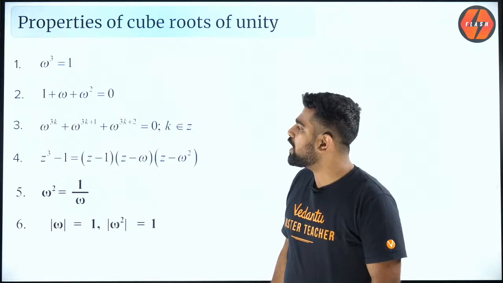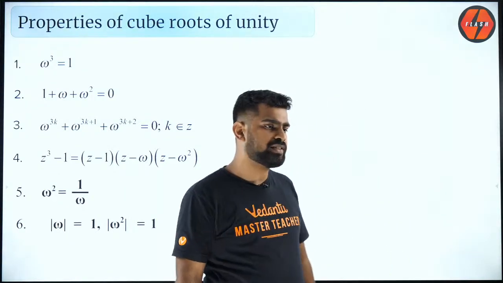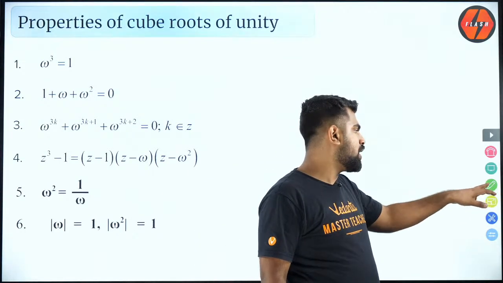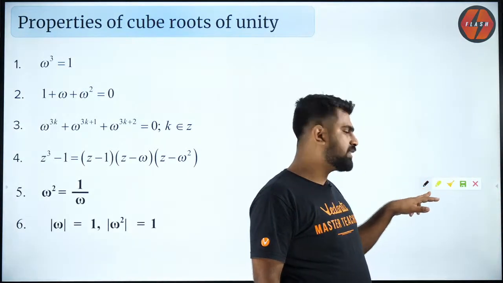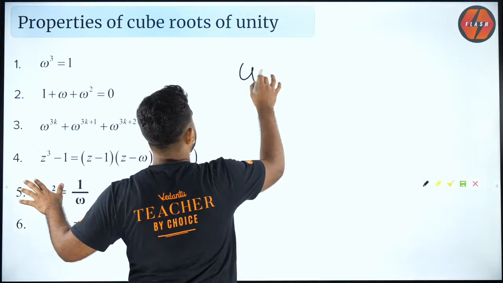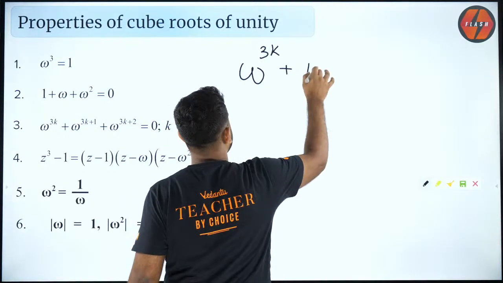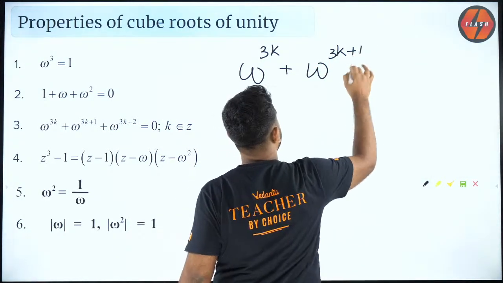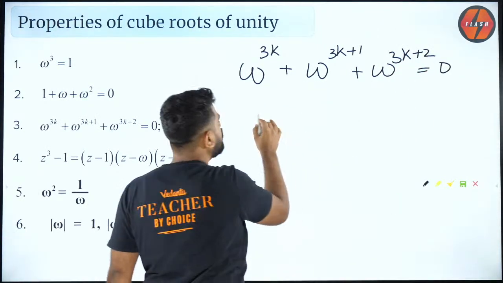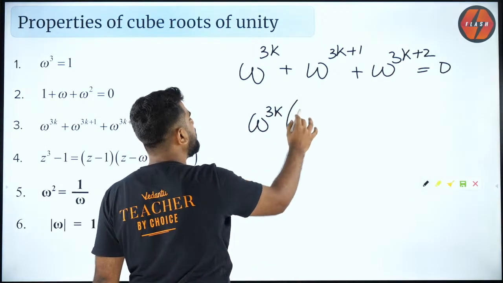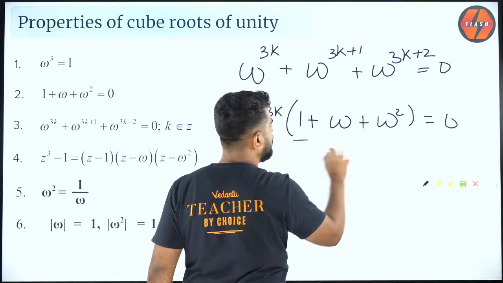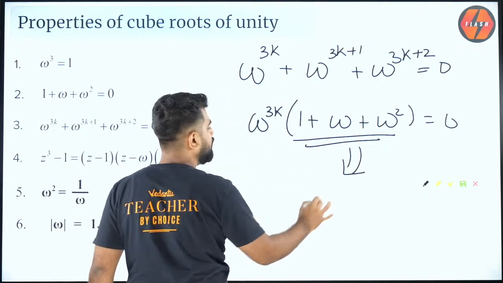Third property, some of you are asking, sir, can you please explain the third property? Exactly, you're right, Madhavi. So I will do it, listen carefully. The third property says omega power 3k plus omega power 3k plus 1 plus omega power 3k plus 2 is 0. So what will I do? I will take omega power 3k common. I will have 1 plus omega plus omega square, which is 0. That's true because this is 0. I hope you got it, Banu.